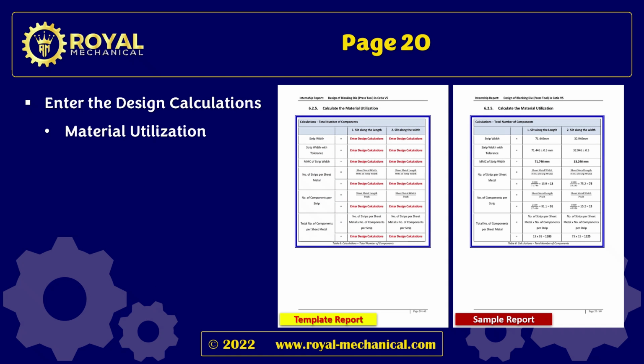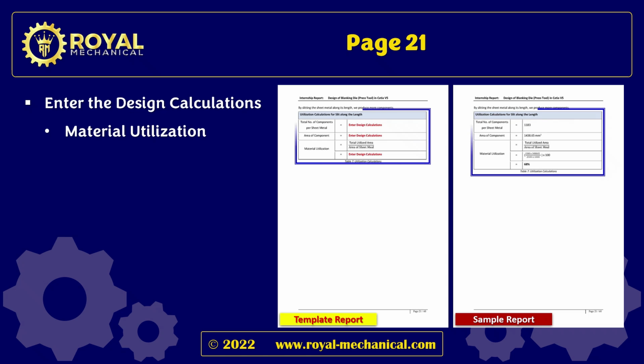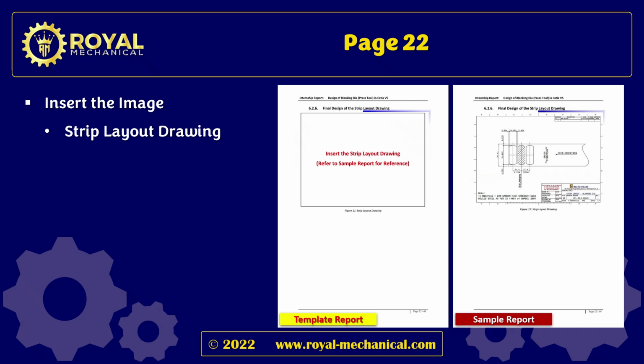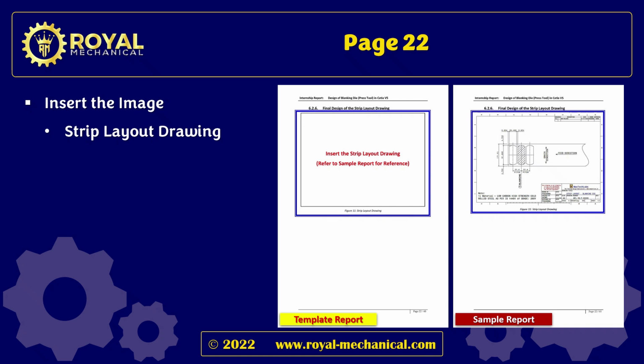Page 20. Enter all the design calculations related to material utilization. Page 21. Complete the design calculations related to material utilization. Page 22. Insert strip layout drawing.